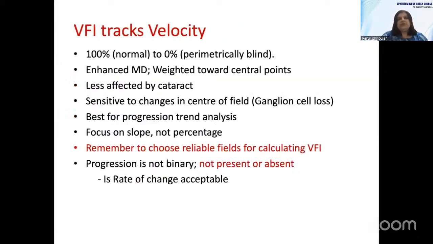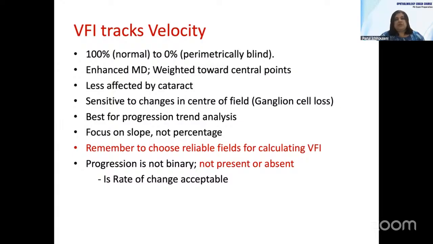VFI's 100% is normal, 0%, as we all know, is perimetrically blind. It's actually tracking the velocity of the disease. Remember, when you are trying to choose VFI values for predicting a trend-based progression analysis, you choose reliable visual fields. So unreliable visual fields will cause a fallacious interpretation.